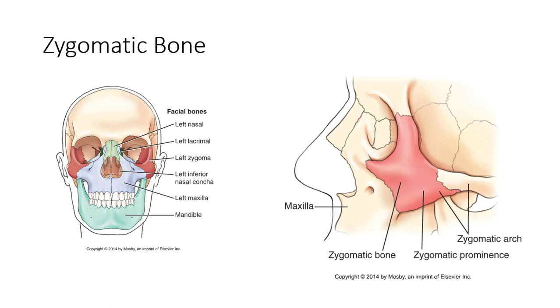The zygomatic bones form the prominence of the cheeks and part of the side walls and floors of the orbits. The temporal process, also called the zygomatic prominence, extends posteriorly to join the zygomatic process of the temporal bone. The zygomatic arch is formed by the union of the temporal process of the zygoma and the zygomatic process of the temporal bone. Superiorly, the zygomatic bones articulate with the frontal bone, while laterally with the zygomatic processes of the temporal bone. Anteriorly, it articulates with the maxilla, and posteriorly with the sphenoid bone.